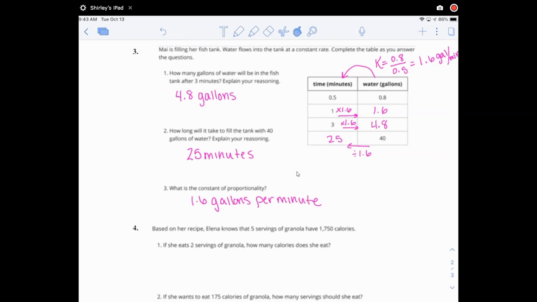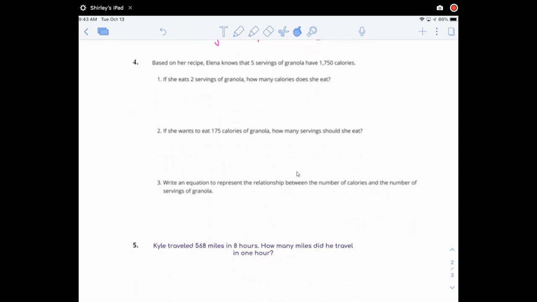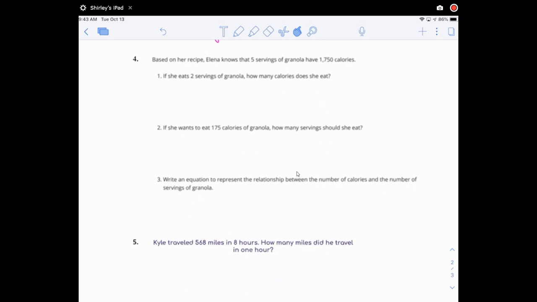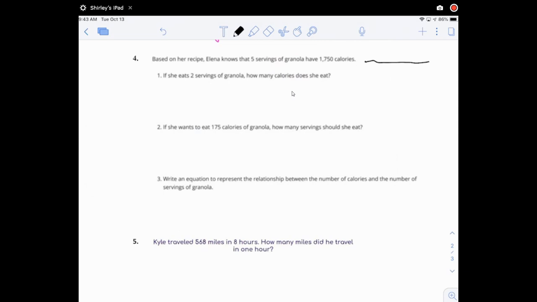All right, now I'm going to go ahead and answer question number 4. Based on her recipe, Elena knows that 5 servings of granola have 1,750 calories. If she eats 2 servings of granola, how many calories does she eat? So this problem might seem a little bit more difficult because there's not a table yet, but you are more than welcome to go ahead and start out by writing a column or a table.